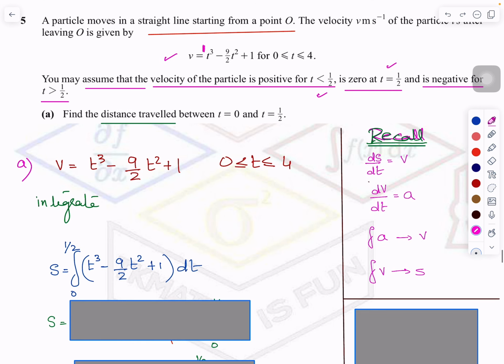And second thing is, I will recall in this topic that when I differentiate the displacement equation, I get velocity. When I differentiate the velocity equation, I get acceleration. And since integration is the reverse process, if I integrate acceleration, I get velocity. If I integrate the velocity equation, I get the displacement equation. So this is what will come to my mind immediately.